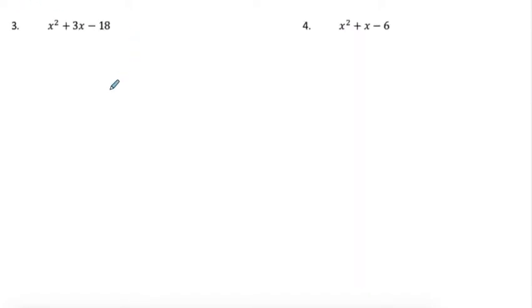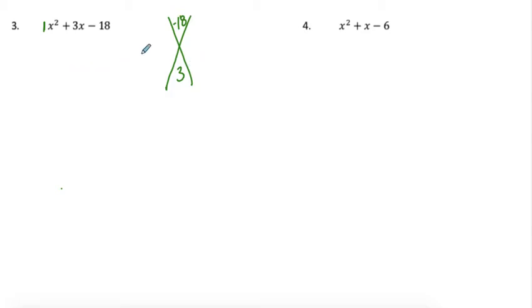All right, on number 3. Okay, so I have a 1 out front. 1 times negative 18 is negative 18 and adds to 3.